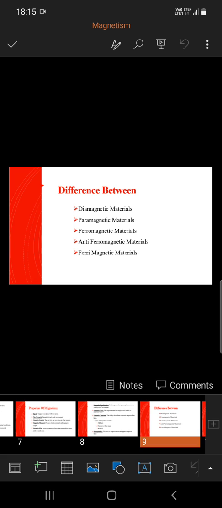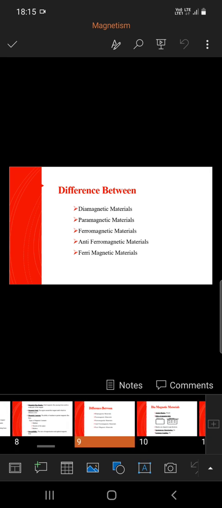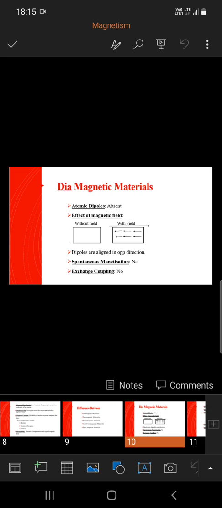The difference between diamagnetic materials and paramagnetic materials, ferromagnetic, antiferromagnetic and ferrimagnetic materials. The diamagnetic materials: atomic dipoles are absent. Effects of the magnetic field, we can see in our picture, without field and with field. The dipoles are in the opposite direction.